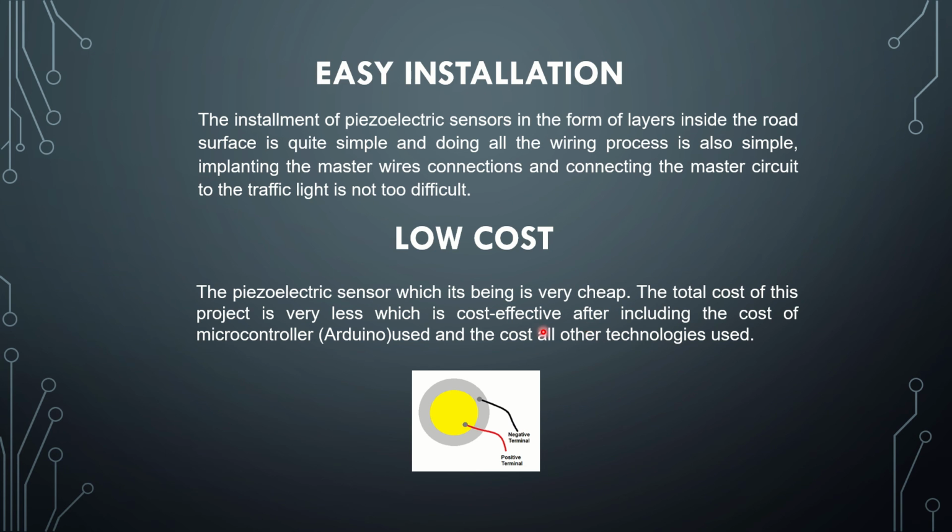Okay, so when it comes to the installation, it's not a big deal. It's really easy since there are not too many things that we have to do, right? So pretty much what you need is the form of the layers inside the road, I mean on the surface. So you can see, right? It's quite simple to do, and the wiring process is also simple. Implanting the master wires connection and connecting the master circuit to the traffic light is not too difficult.